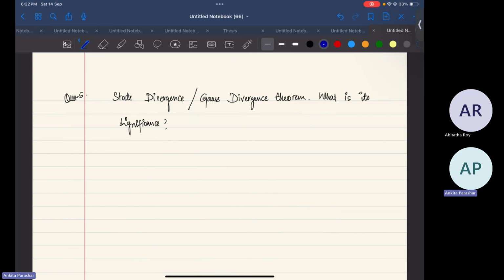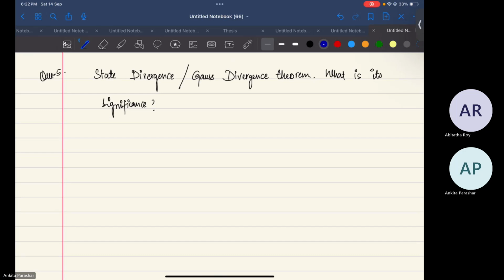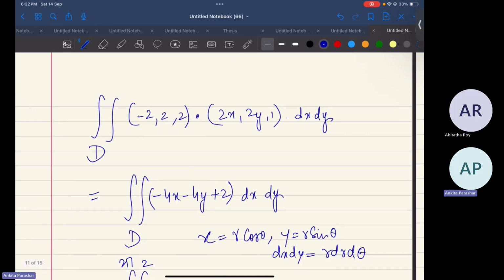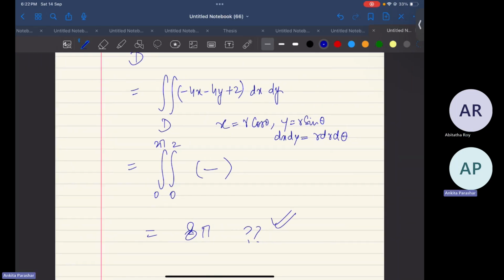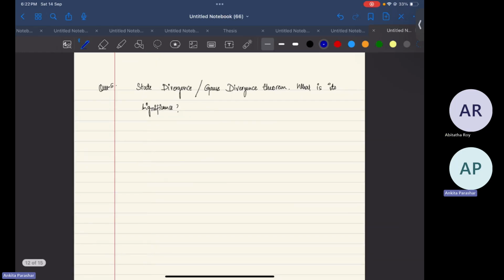Okay, now we have to write what the Gauss divergence theorem is. Sometimes people call it just the divergence theorem. What is the divergence theorem and what is its significance? Are we getting 8 pi for the previous answer? Good. So it's verified, we have verified Stokes theorem. Very nice.